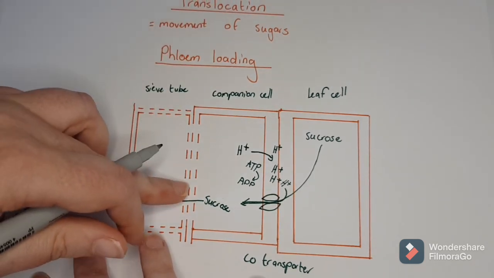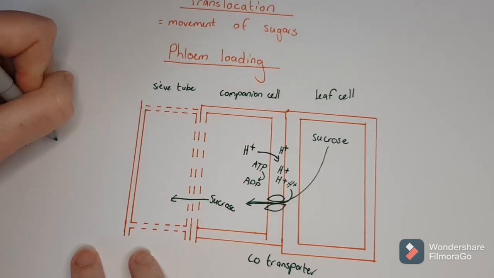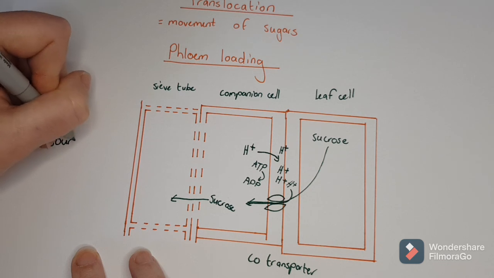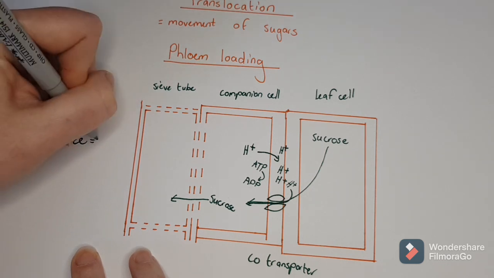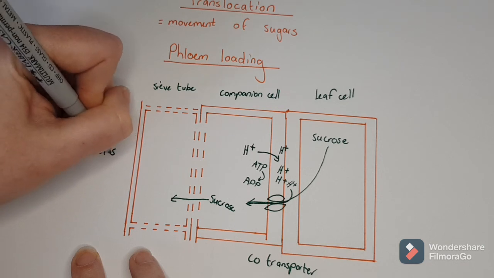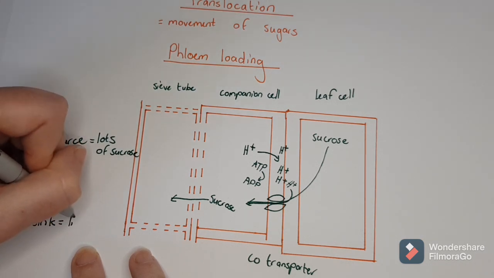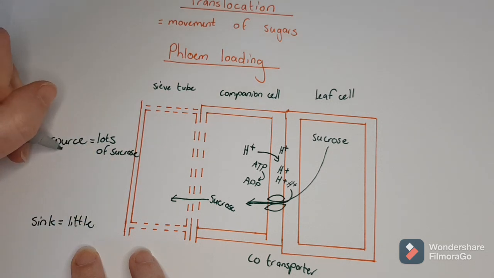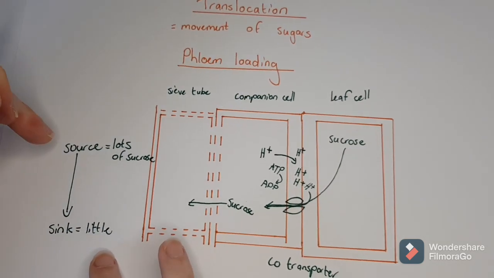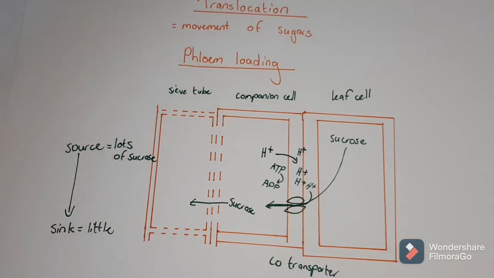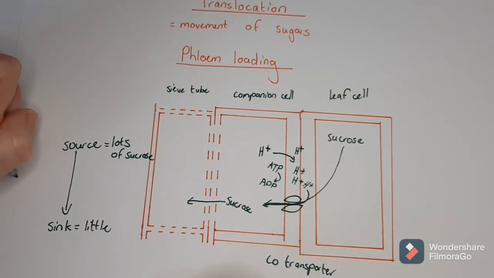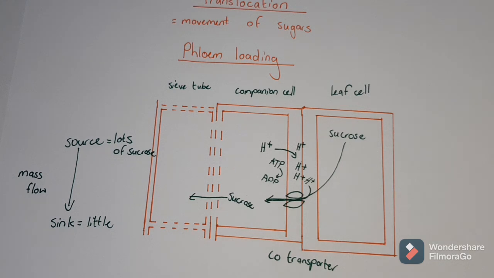Now there's a whole bunch of sucrose in here, and where there's a lot of sucrose, we call that the source, okay? Where there is lots. And we need to go from a source to a sink. And a sink is where there is very little. And we go from there to there. So to move from the source to the sink, the movement of sugars happens by a process that we call mass flow.